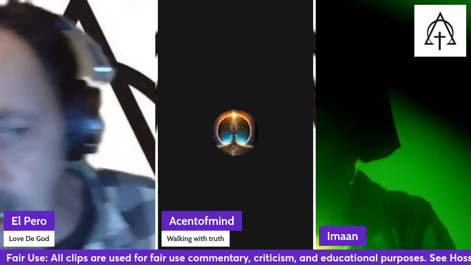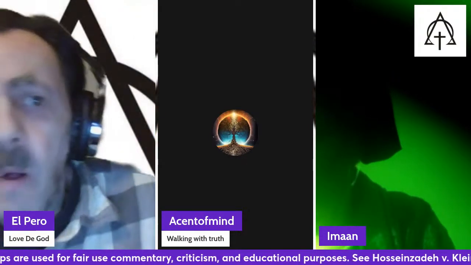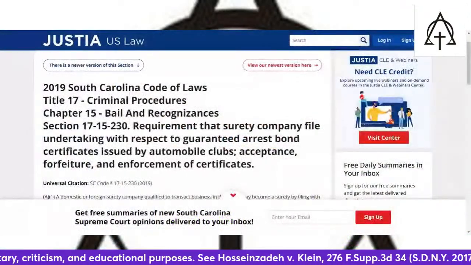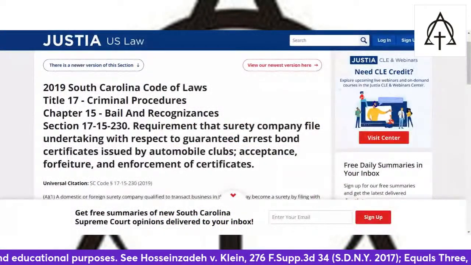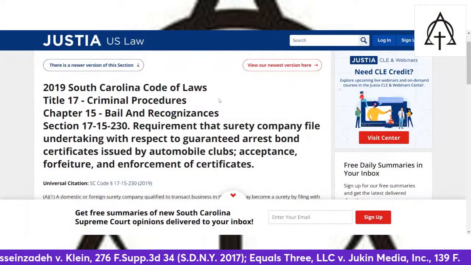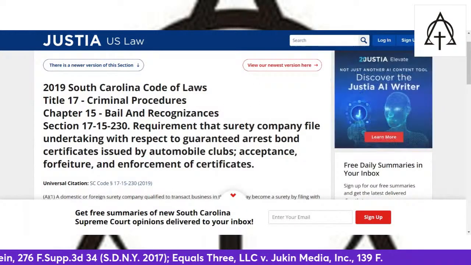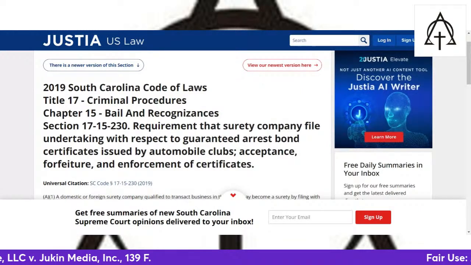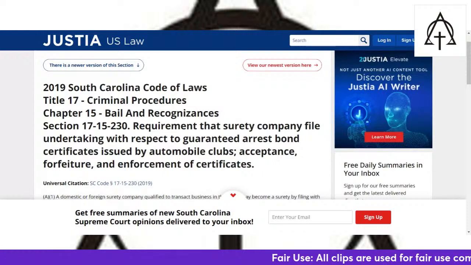Okay, for South Carolina, it says South Carolina Code of Laws, Title 17, Criminal Procedure, right? Remember, traffic offenses are non-arrestable offenses according to the Department of Transportation, yet your statutes and your codes and your policies in the state statutes will place it as a criminal offense.